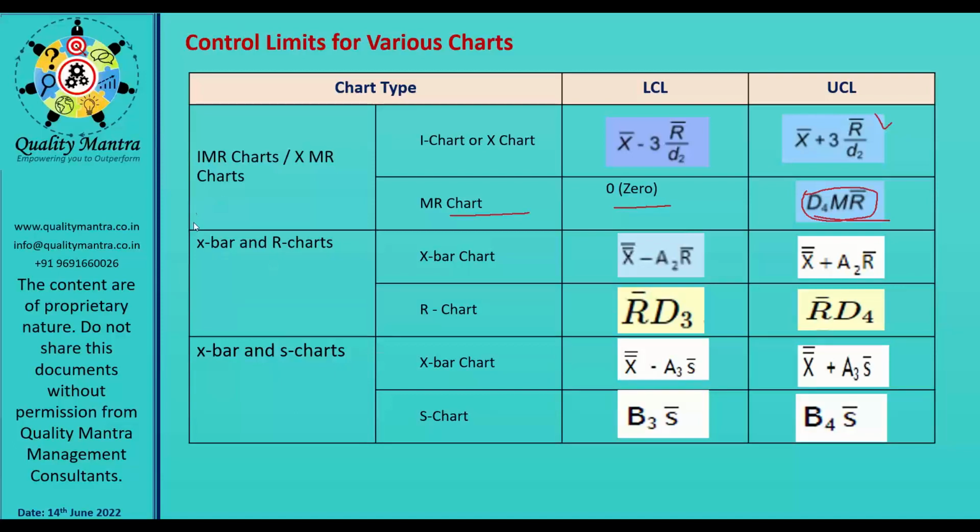Okay, so the I chart is basically the IMR chart, individual moving range chart. It is called the IMR chart, individual moving range chart. When you plot the I chart, it's a combination of the individual data and the moving range data. So in the I chart or X chart, it is X bar, that is the average, minus 3 into R bar by D2.